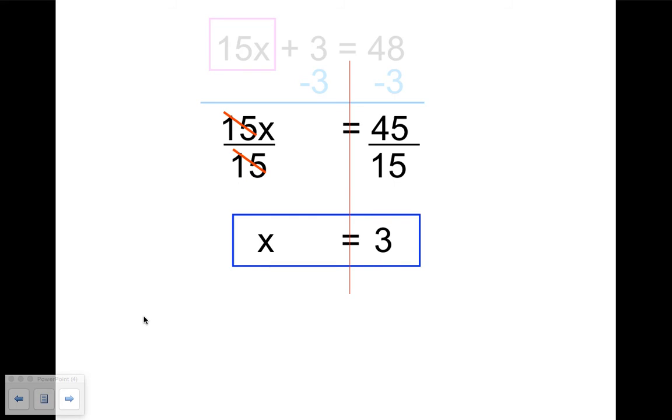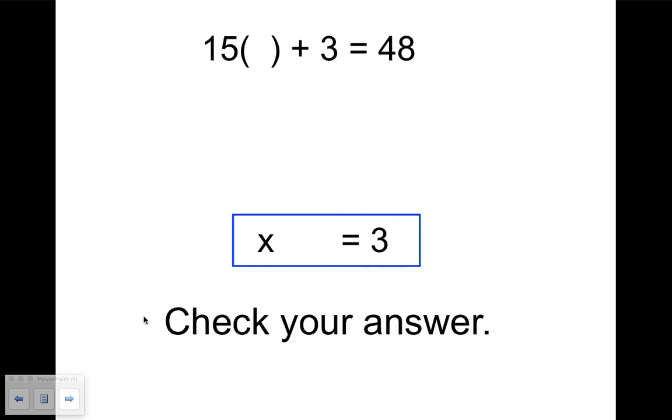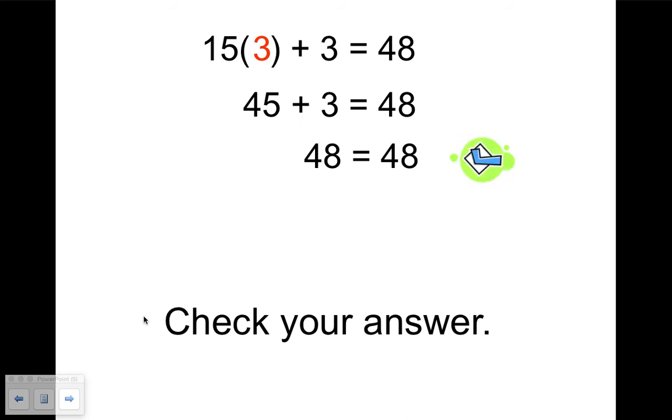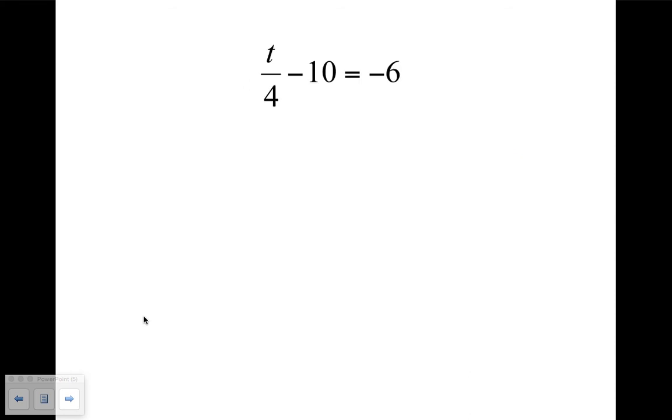So let's check our answer. Going back in the original equation, 15 times blank plus 3 equals 48. We'll try 15 times 3. Okay, now we use the order of operations going forwards. Multiplication comes before addition. 15 times 3 is 45. 45 plus 3 is 48. Check.